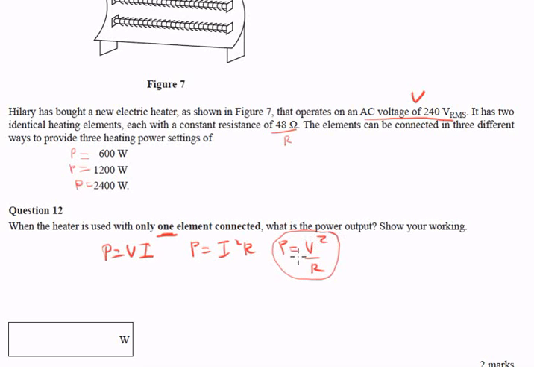Now when we're doing calculations with AC, we want it in the RMS. Okay, it's a big tick. We don't need to be timesing or dividing by root 2 in this case. We want it in the RMS, we don't want it in the peak or anything like that. So we're just going to use that guy there. So power equals 240 squared over the resistance of 48, because we're just looking at one. When you do that on your calculator, you get 1200 watts.